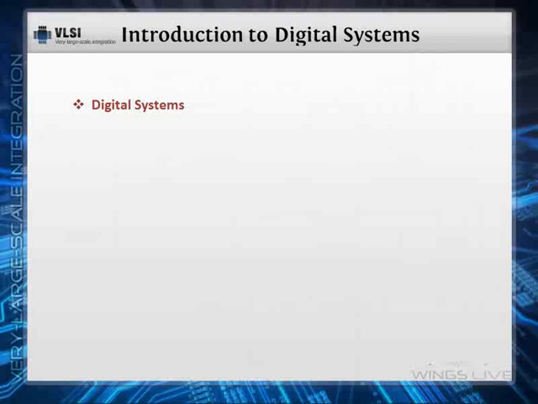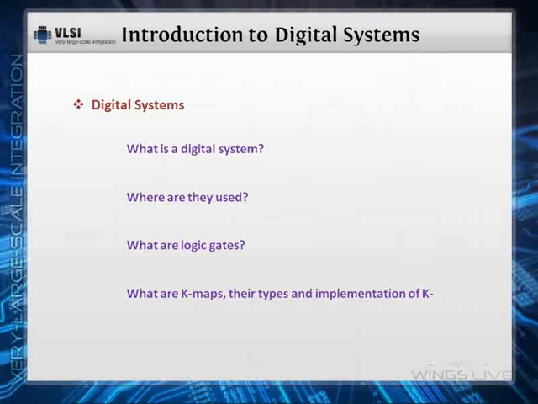We are here to discuss and get to know something about digital electronics. In this chapter, we are going to discuss what is a digital system, where are they used, what are logic gates, and what are K-maps, their types, and implementation of K-maps. In this tutorial, we are going to discuss digital systems and their advantages.